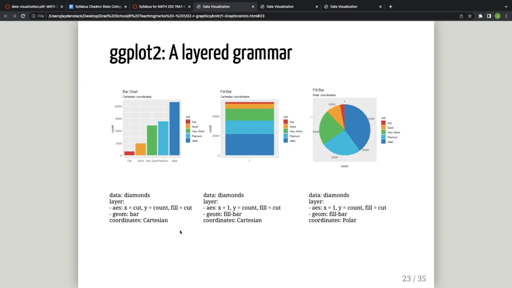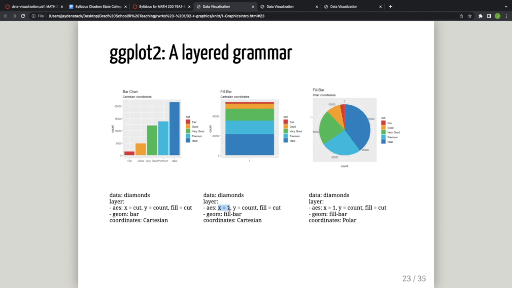Our aesthetic, our x equals our cut, our y equals our count, and our filling of our bars is going to be by cut. It's going to be a bar graph, so our geom is going to be bar. And then, of course, this is in the Cartesian coordinate. Same thing here.